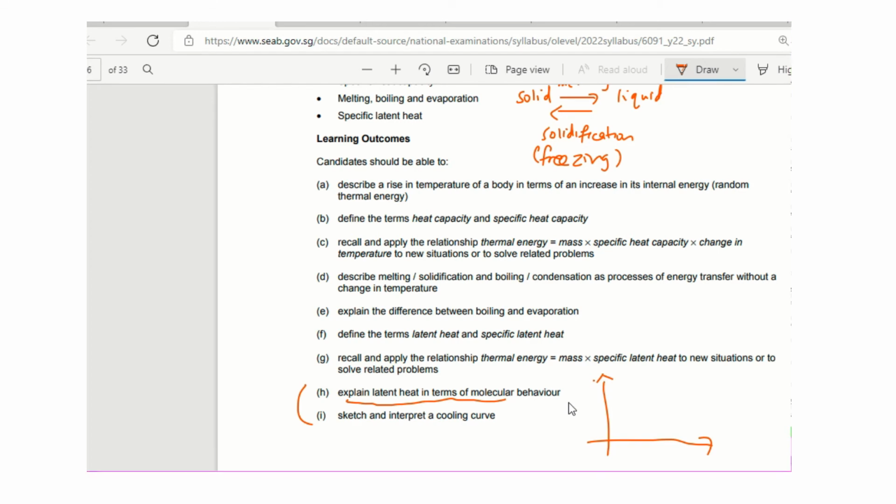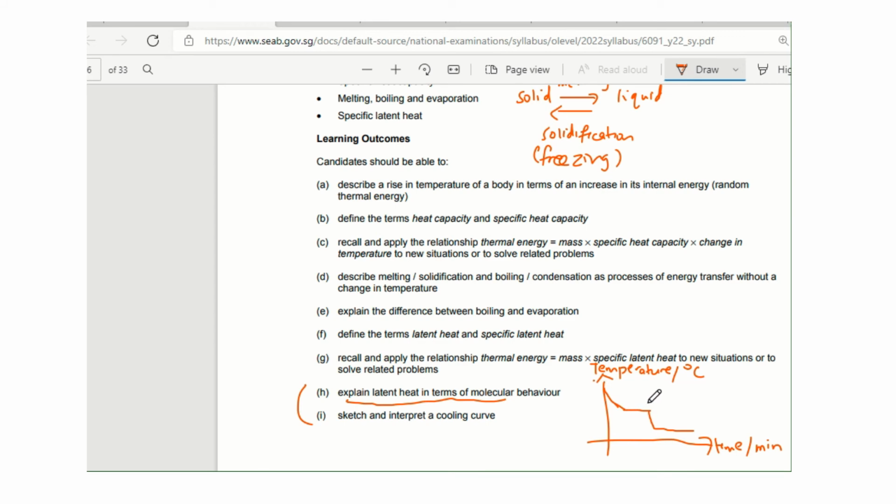So I have a gas. This is temperature and this is time in minutes, for example. So I'm going to allow a gas to cool down. You notice that there are two lines here. This is when condensation takes place and this is when freezing takes place.